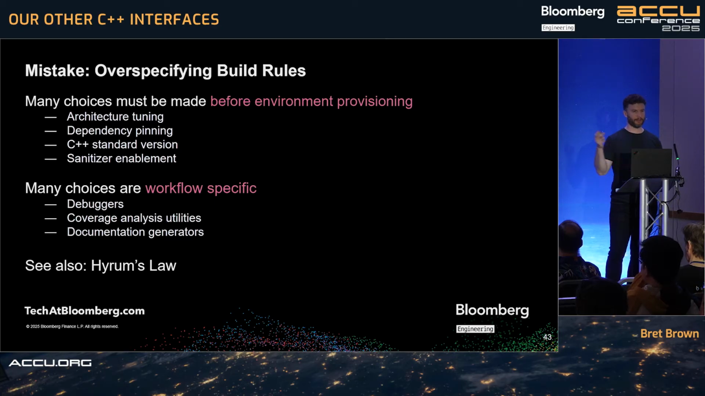And also, I mentioned Hyrum's law, the idea that any observable effect of a program or a project eventually becomes relied upon as an interface by somebody somewhere, the more users you have, right? And so all these little bits and fiddles that you add to your project are things that eventually someone will observe and rely on, and then it will become an interface, whether you meant it to be or not. So, mistaken over-specifying build rules.